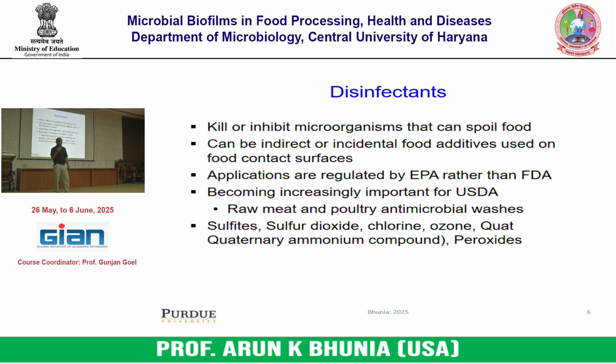Of course, we wash them to remove residual disinfectants, but if any residual is left, that could be a problem. So these are the molecules, the treatments I mentioned: sulfite, sulfur dioxide, chlorine, ozone, quaternary ammonium compound, which is called quat, and peroxides like hydrogen peroxide. These are the chemicals or disinfectants used on surfaces to inactivate microorganisms.